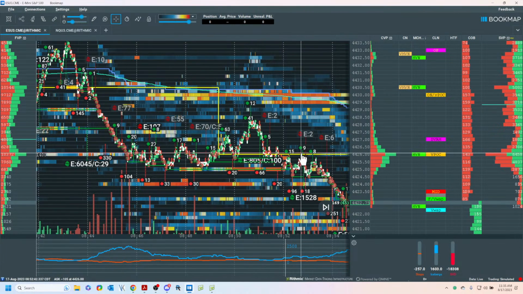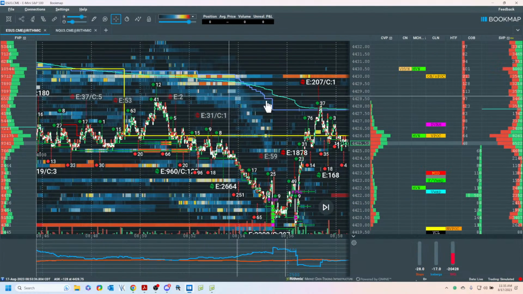Here's my test. Volume, volume. Support becomes resistance. Support becomes resistance. There's your seller. Support becomes resistance against the microstructure. There's your seller. Short. Stop here or here. Up to you. Bang. Okay.